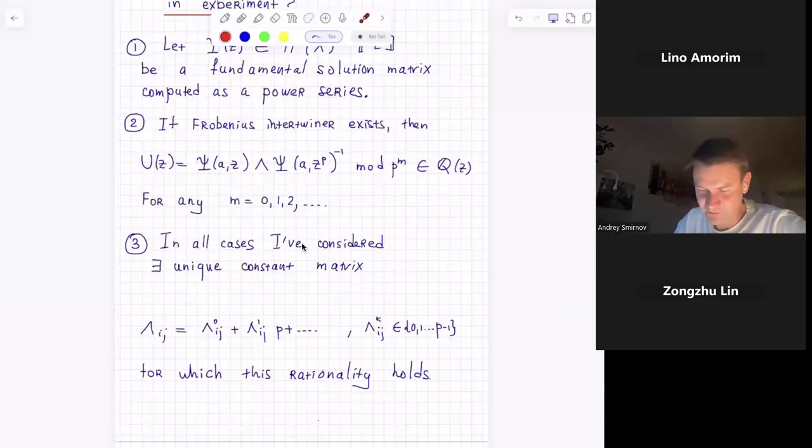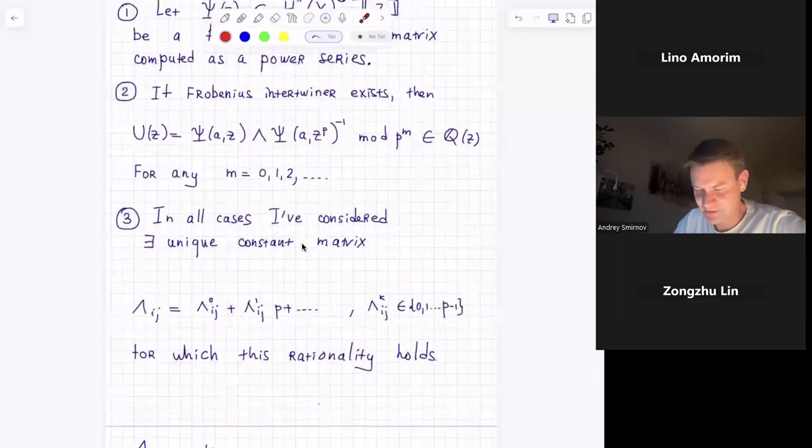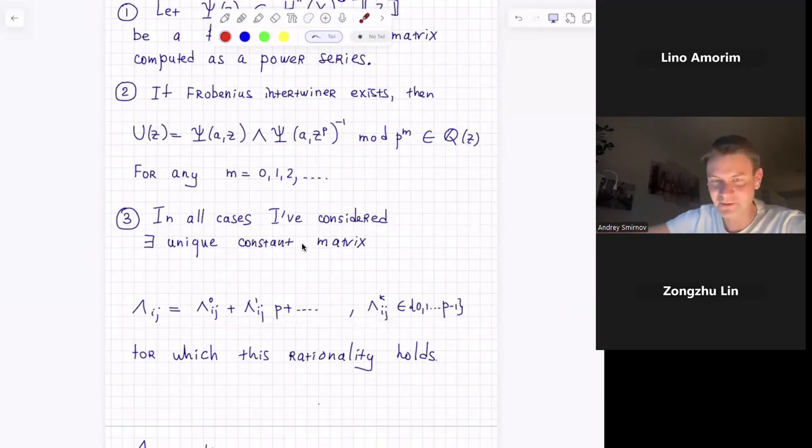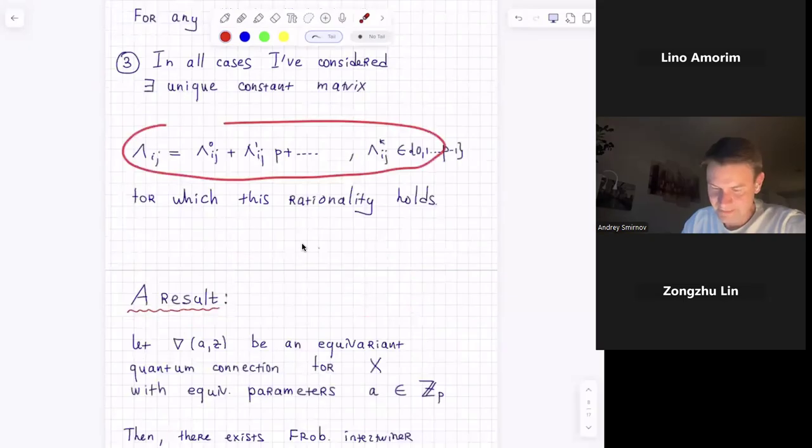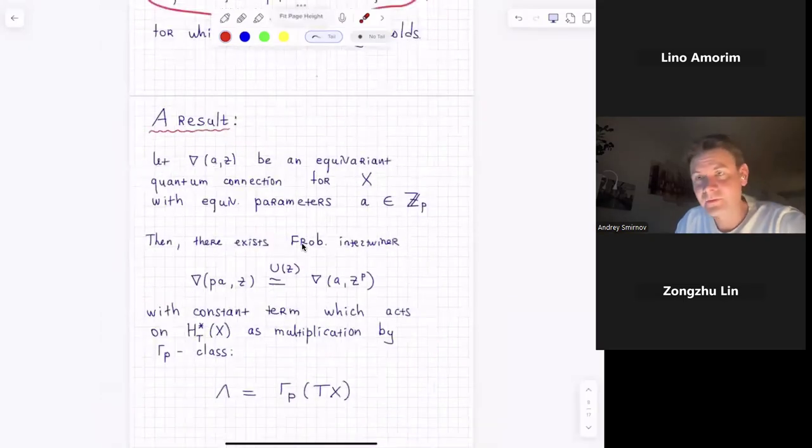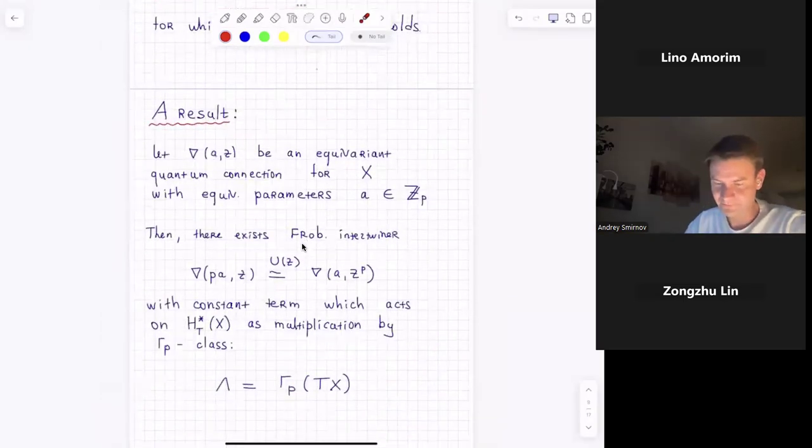And so one of the problems which was interesting to me: in this computer experiment, you'll find a lot of interesting power series in p, so p-adic numbers, but you can ask what this matrix actually is. And it turns out there is a very interesting geometric answer for this constant matrix. And so this is a result which I wanted to discuss today.